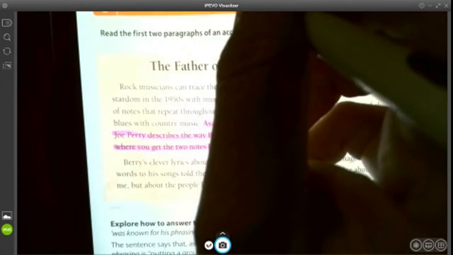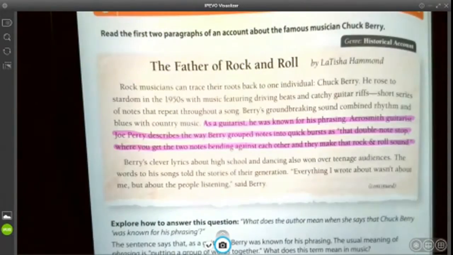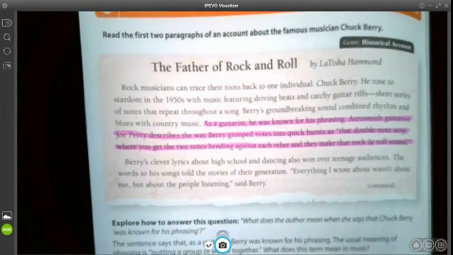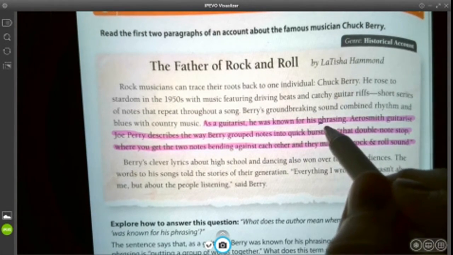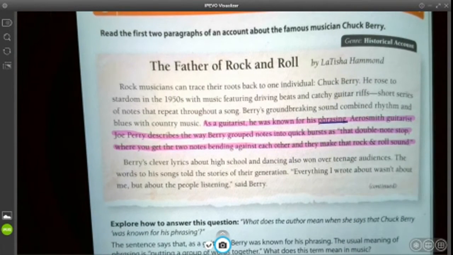I know that a phrase in language arts, when I tell you to give me a word or a phrase, that a phrase means more than one word. It means words that are grouped together to mean something. So I can use that, and then I can do a little bit of reading into context clues. So we're trying to figure out what this word phrasing means.